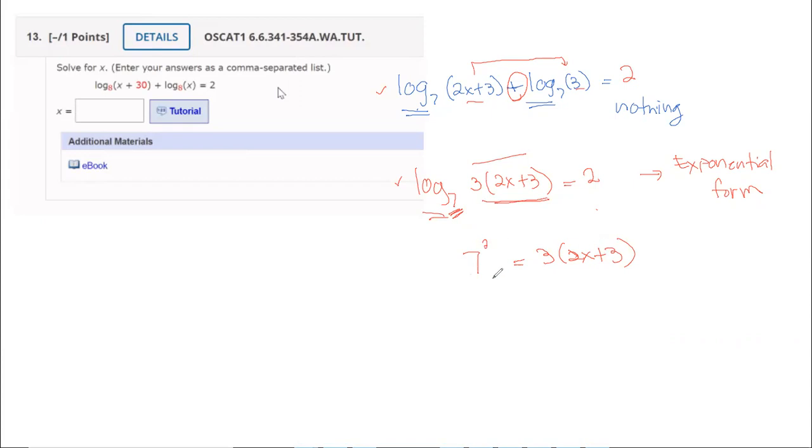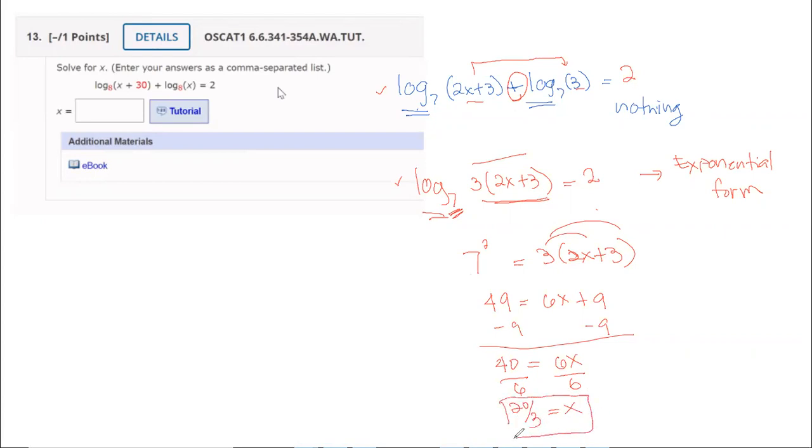Now, what is 7 squared? That is 49 equals, distributing the 3, 6x plus 9. Subtract 9 on both sides, so you have 40 equals 6x. Divide by 6 on both sides. Therefore, your x is going to be equal to 20 over 3. Use your n over d to simplify it for you. So that's number 13.